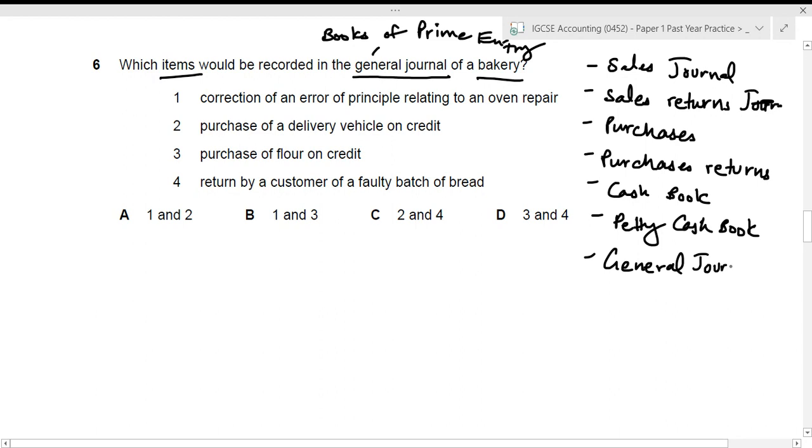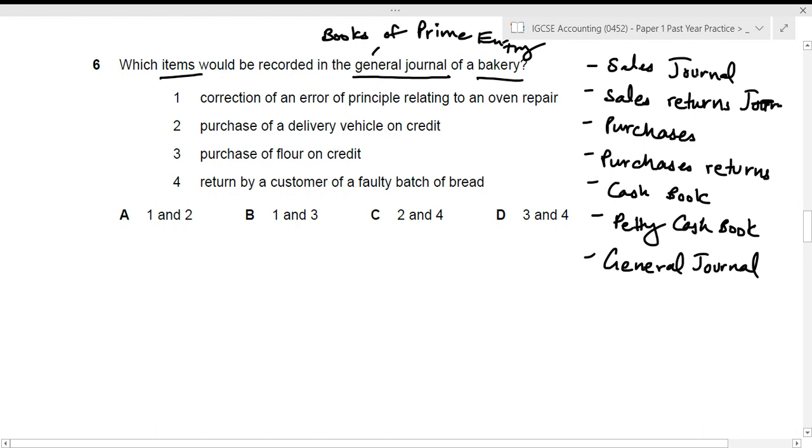Technically, I call the general journal a refugee camp. Why refugee camp? Because any transaction which cannot fit in any of the above six books of prime entry, we will record automatically in the general journal.